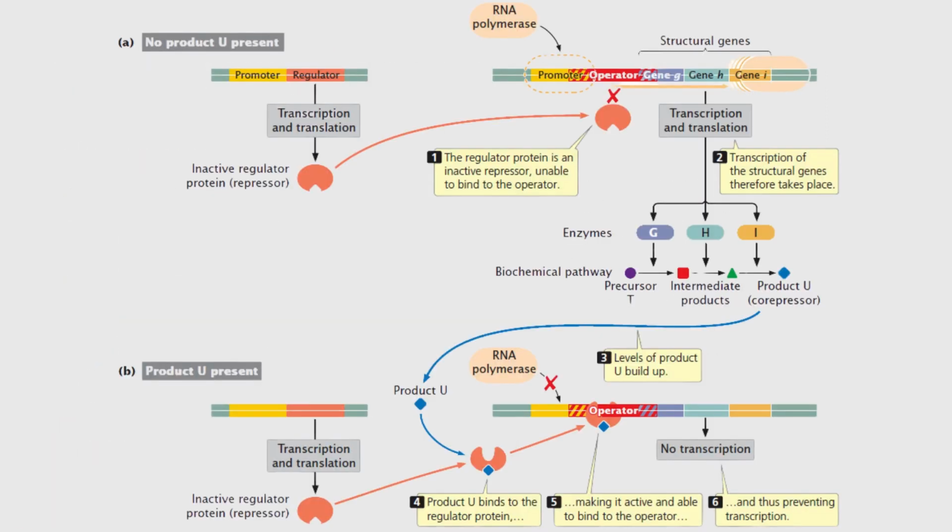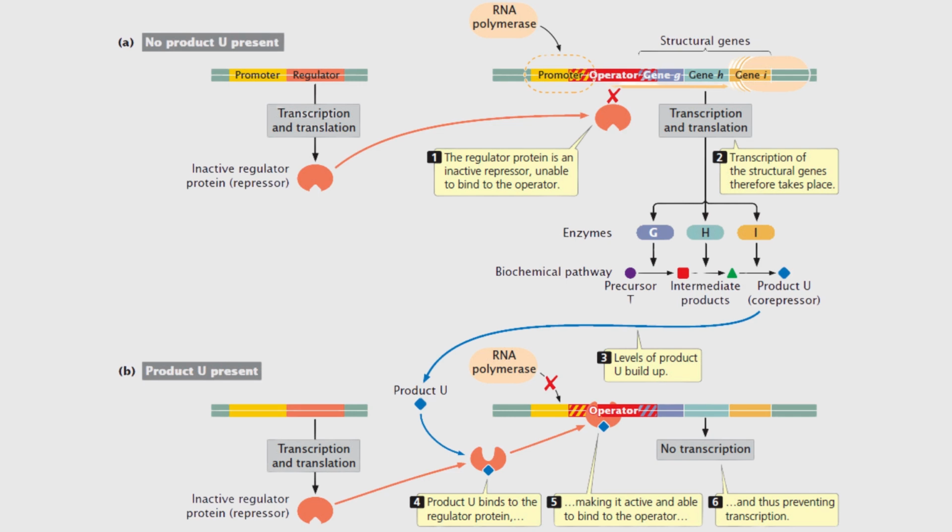Now let's discuss what happens when no product U is present. Number 1, the regulator protein is an inactive repressor unable to bind to the operator. So this enables the RNA polymerase to bind to the promoter and initiate transcription. Transcription of structural genes takes place then. The mRNA transcript is translated into the precursor T protein, and this protein acts as a coenzyme in the biochemical pathway, converting precursor T products into intermediate products.